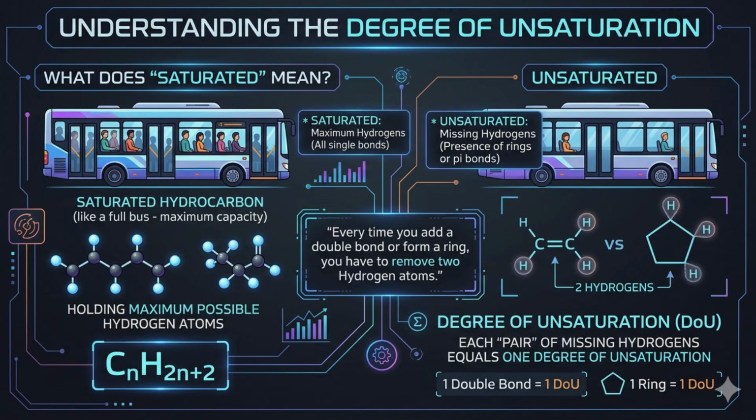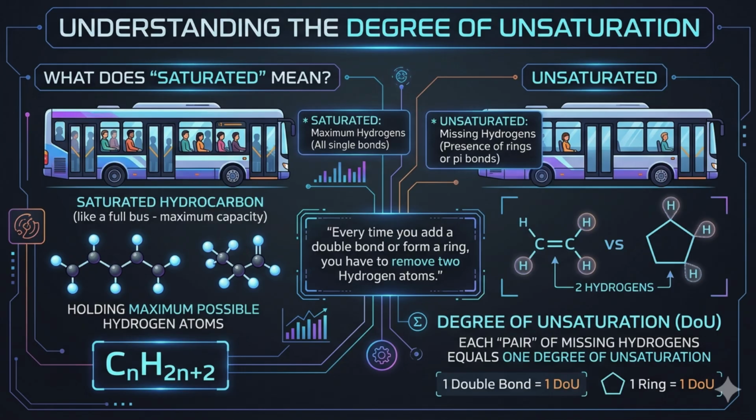If the seats are full, the bus is saturated. Now, look at the unsaturated bus. It has empty seats. This happens whenever a molecule has double bonds or forms a ring. Because those structural changes take up space, you have to remove hydrogen atoms to make them fit. Specifically, every time you add one double bond or one ring, you lose exactly 2 hydrogen atoms.